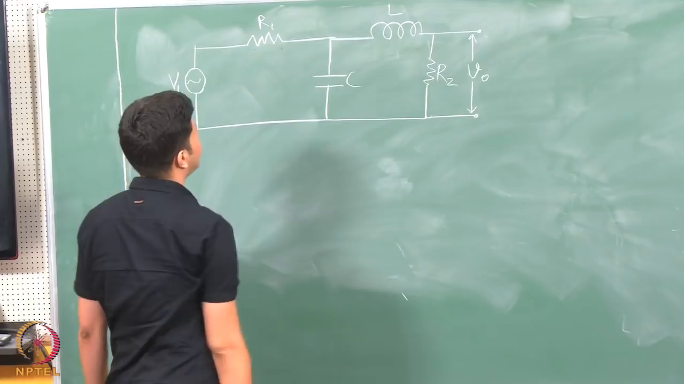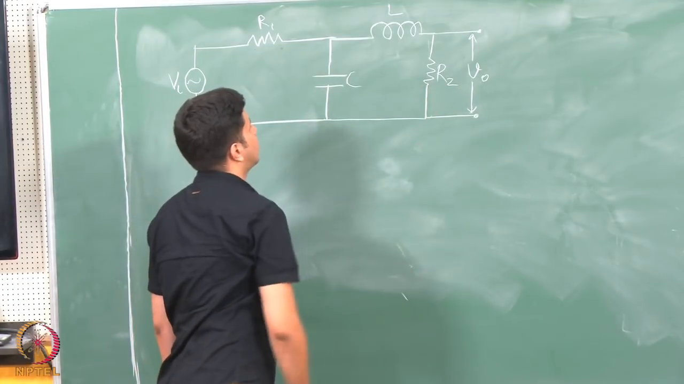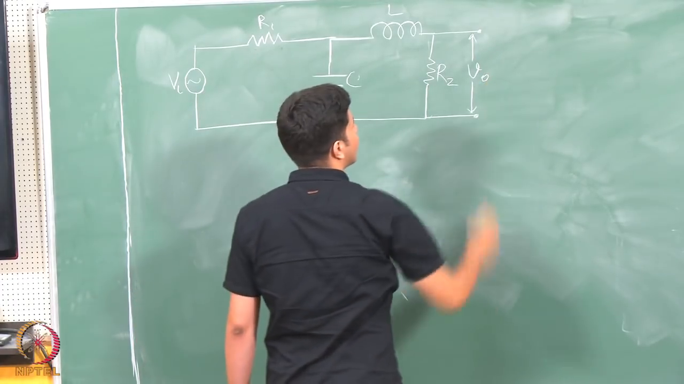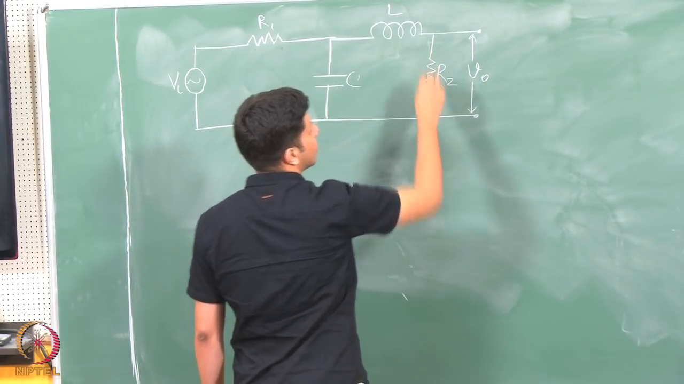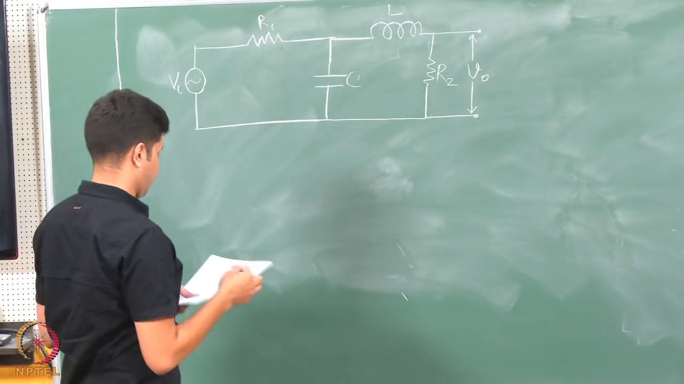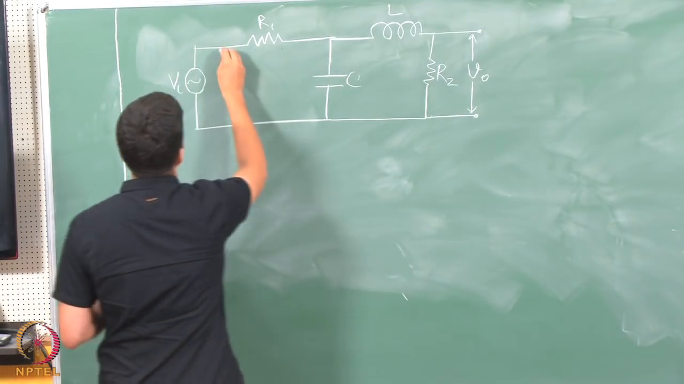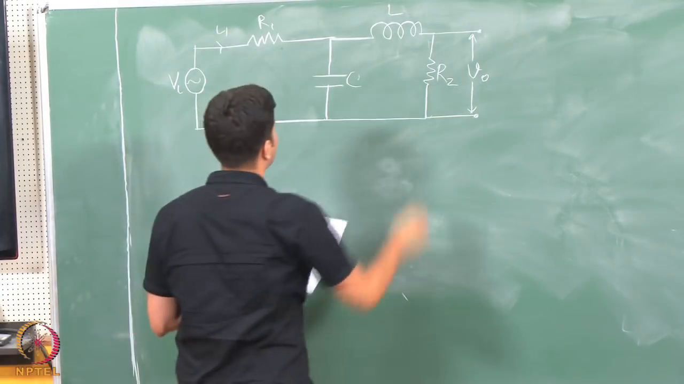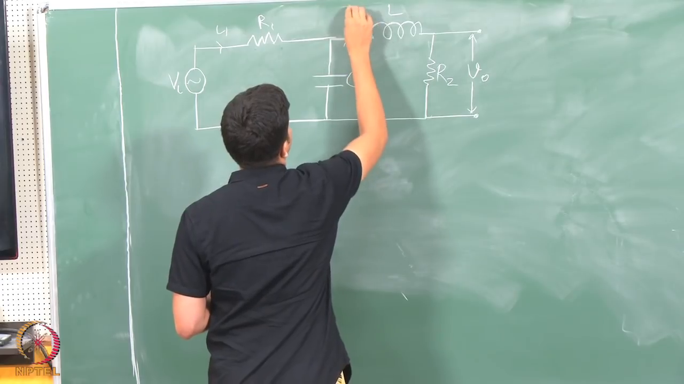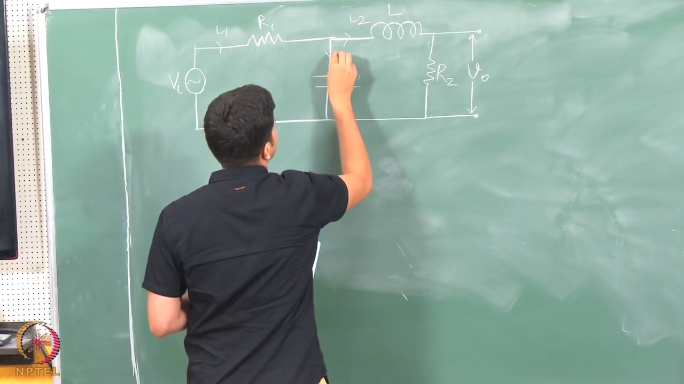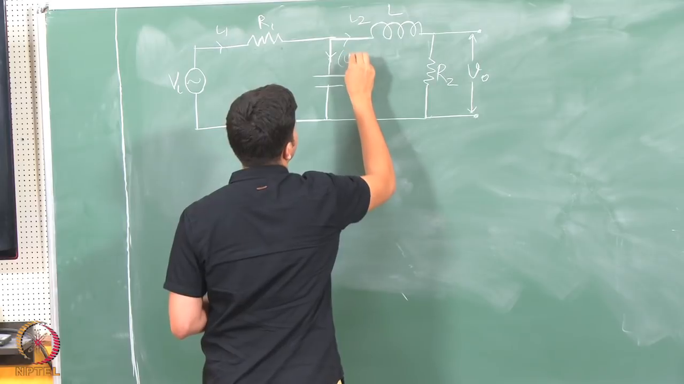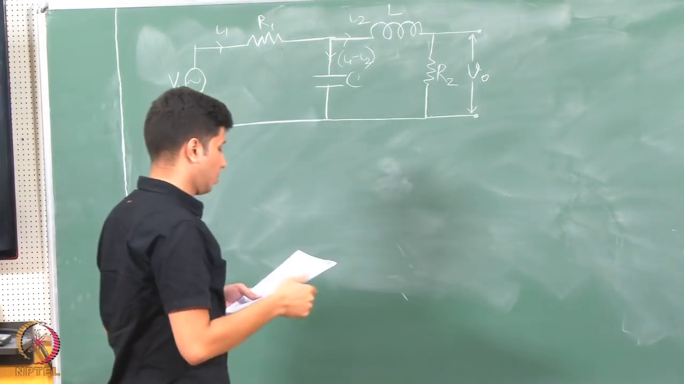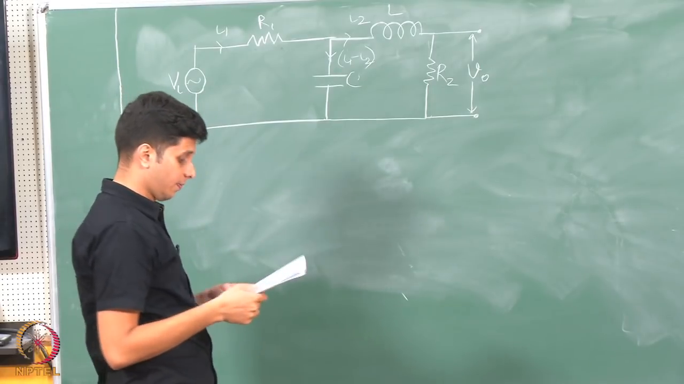I have an input source Vi, two resistors R1 and R2, and one capacitor C and an inductor L. And our output variable, as we defined, is the voltage across the resistor R2. So here I take the branch current to be I1, and this branch current to be I2. So this will be simply I1 minus I2. So we'll be dealing with these variables.